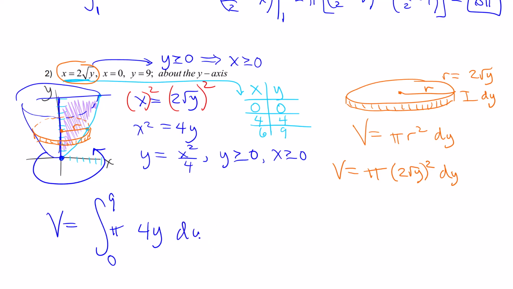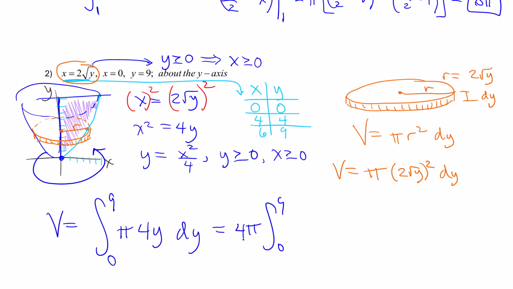Now we can make this look a little bit prettier, and let's remember that with a definite integral, a constant will just float out in front of the integral. So this is really the same thing as pi times the integral from 0 to 9.